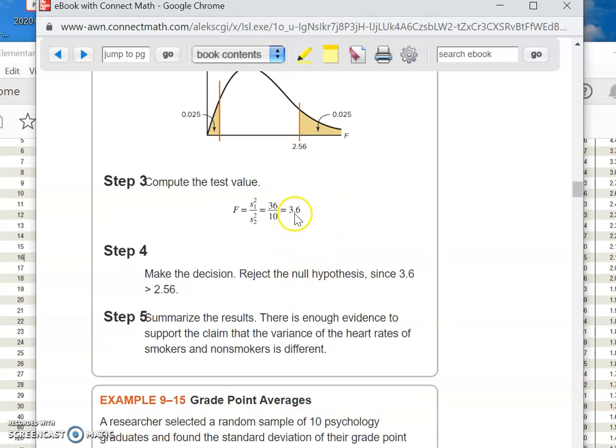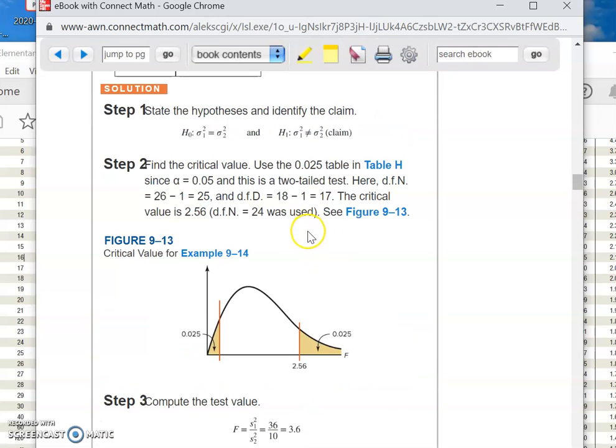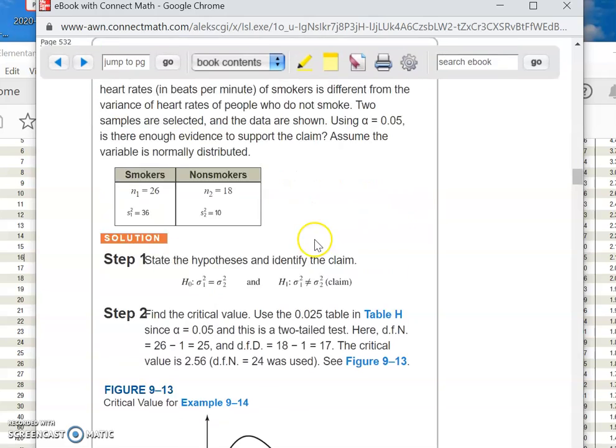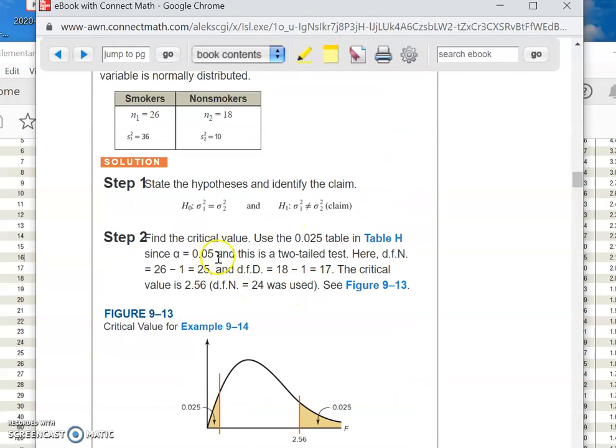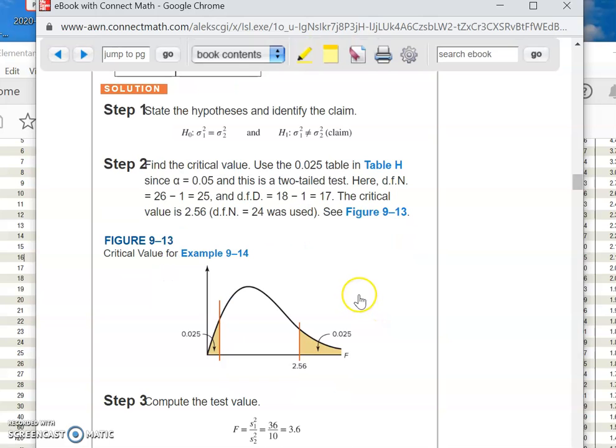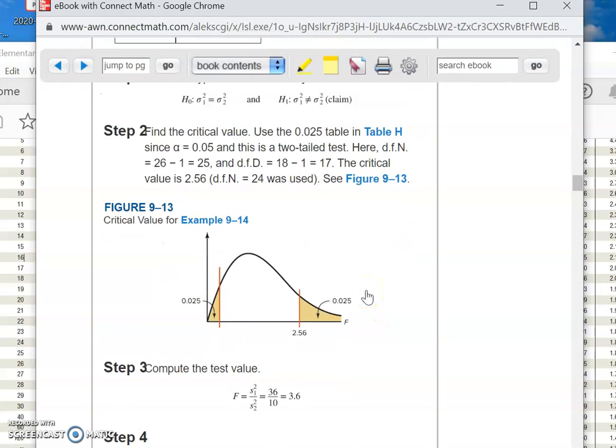This is so unlikely. 3.6 is so unlikely that we are going to say, you know what? They are not the same. The null hypothesis is incorrect. It is not true that the variances are the same for smokers and non-smokers. There's a much bigger difference.